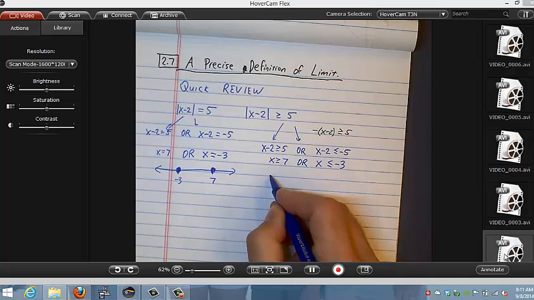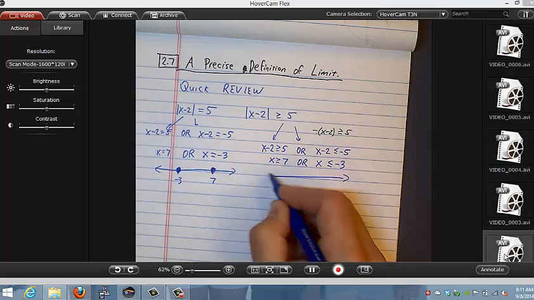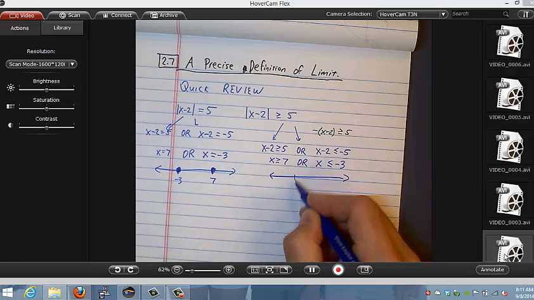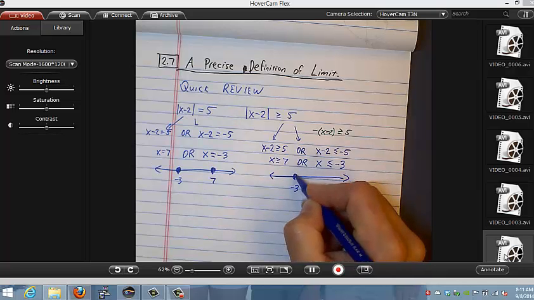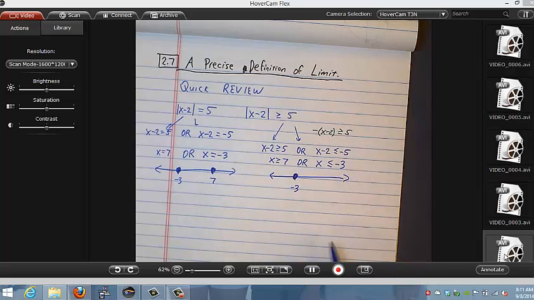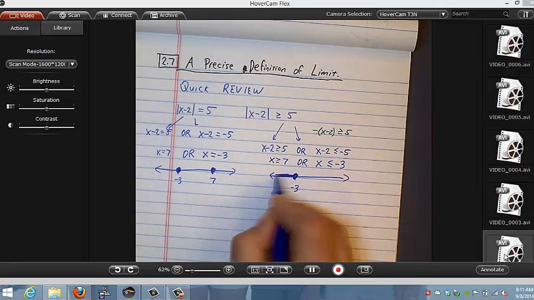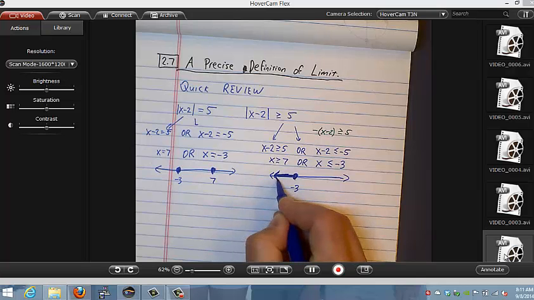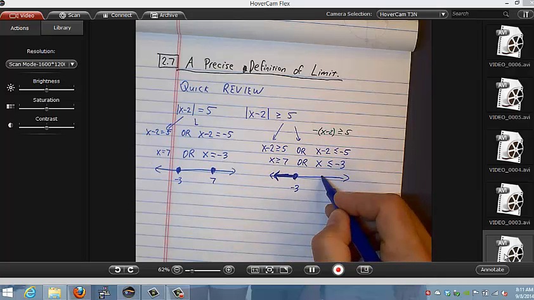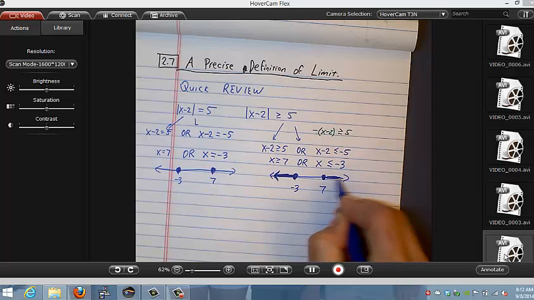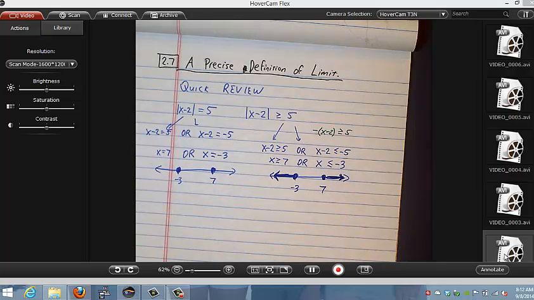Or if I'm doing the inequality, here's -3. I put a dot, but what else do I do? Shade to the left, because it says we're allowed to be smaller than -3 as well. So I shade to the left. Or I put a dot at 7, and I shade to the right. And so that represents the complete solution set to that inequality.